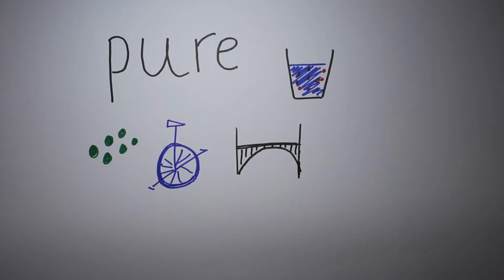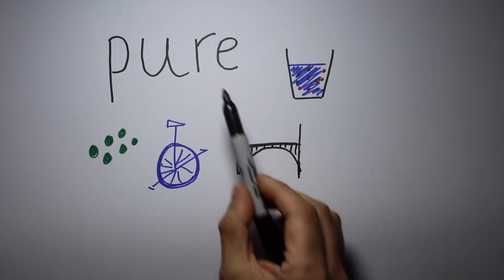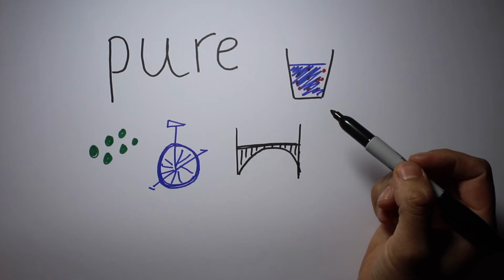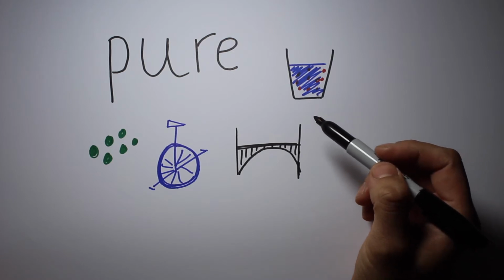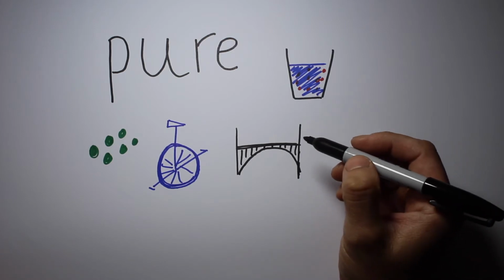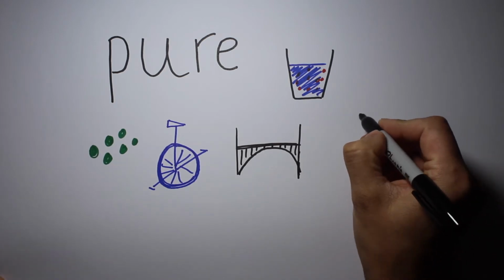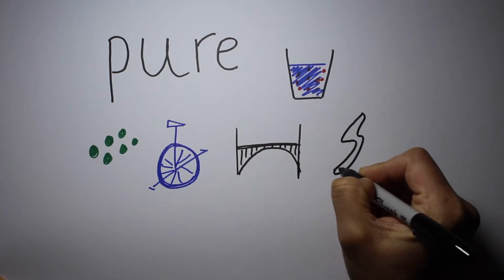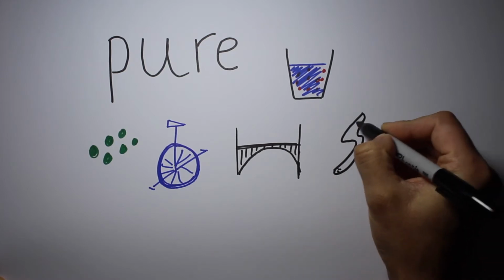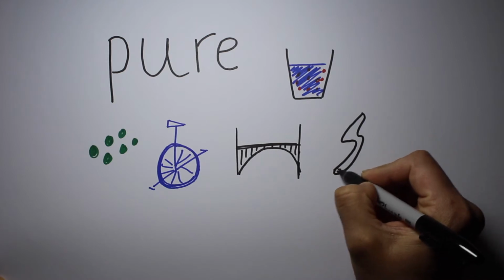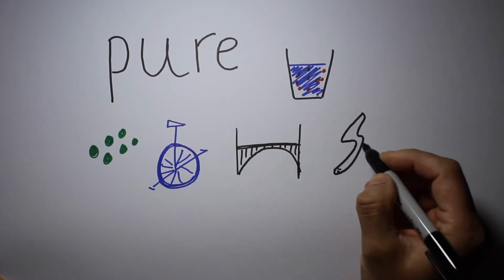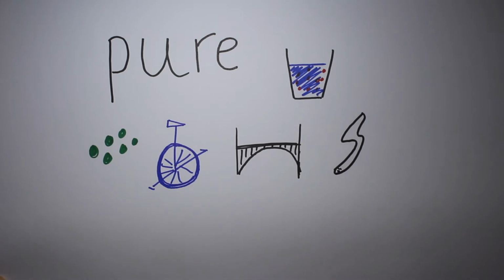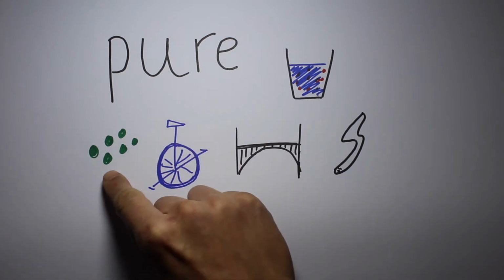The next one is E. Can you think of a word that starts with the E sound? Yes, there's one. It's called an eel. An eel is like a snake, but it lives in the water. It's a long animal like this. It looks like a snake, but it lives in the water. This is an eel.